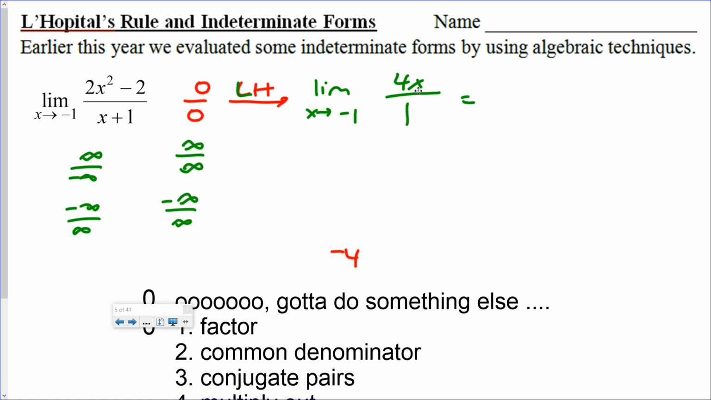So if you put this -1 in, you get 4 times -1, which is -4. And once you plug in, you can drop the limit, okay? And that's L'Hopital's. And I'm sorry I didn't teach it to you guys at the beginning. But L'Hopital's isn't always the easiest method to use, okay? It is in this situation, but it isn't always.